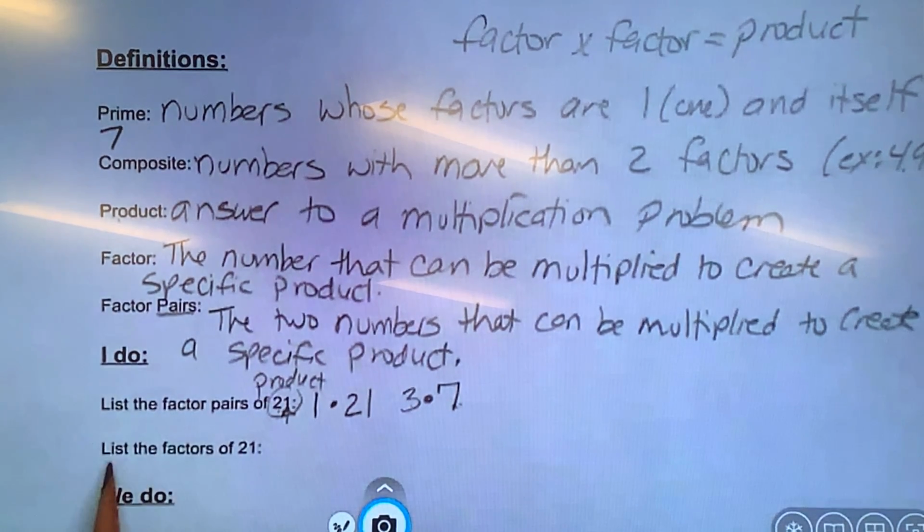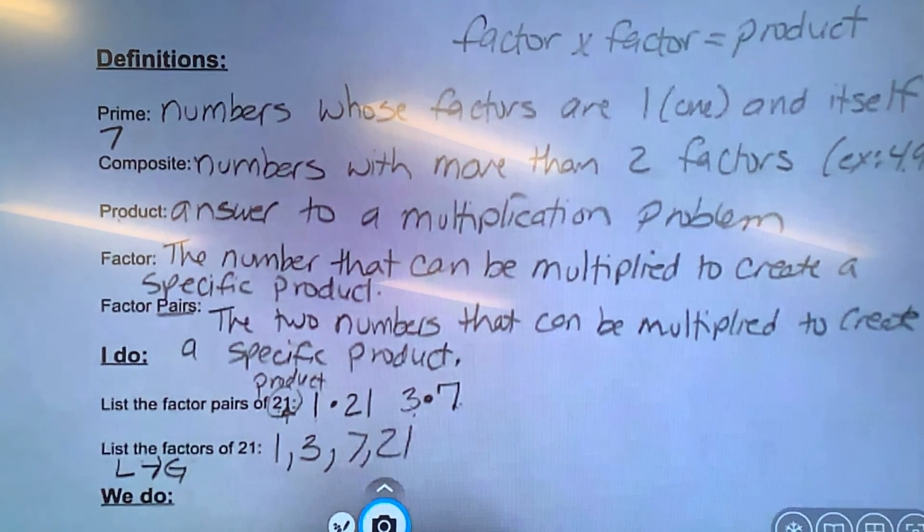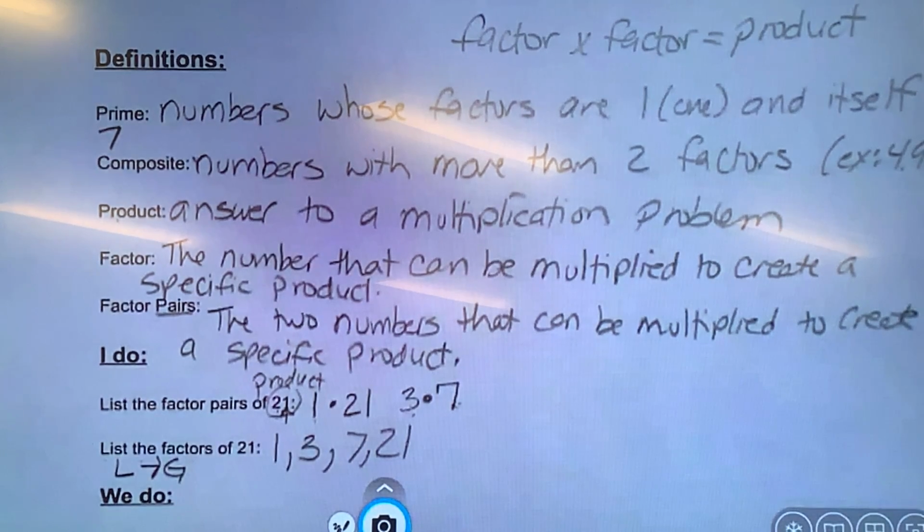Then it says list the factors. In order to list the factors, you're going to put them in order from least to greatest. So you're going to take the 1, the 3, the 7, and the 21. And those are your factors.